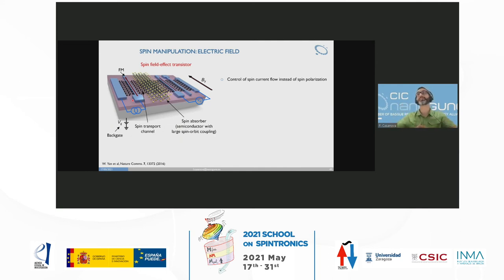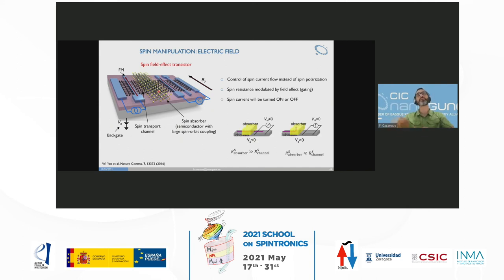A different alternative is not to try to manipulate the spin polarization, but just the spin current itself, to turn the spin current on and off, like a field effect transistor, but for spin currents, okay? One idea here is that you can have a spin absorber, like in the spin absorption experiment I mentioned, but with a semiconducting material with large spin-orbit coupling, so you can modulate the resistance and therefore the spin resistance. So depending on the gate, the electric field you put, the spin current will flow through the channel or will be absorbed. So you turn it on and off. Okay, so here's a completely different concept, where you try to play with electric fields.